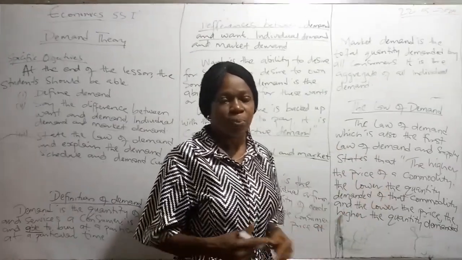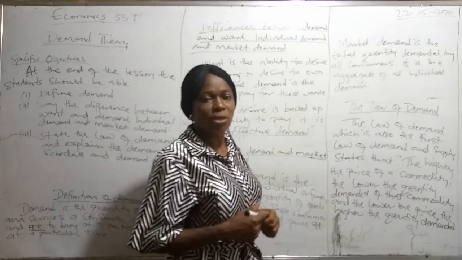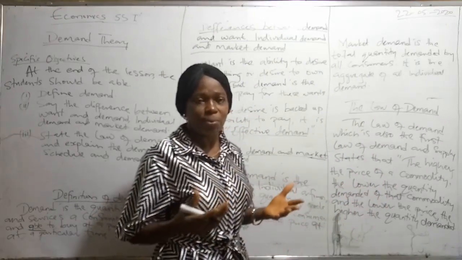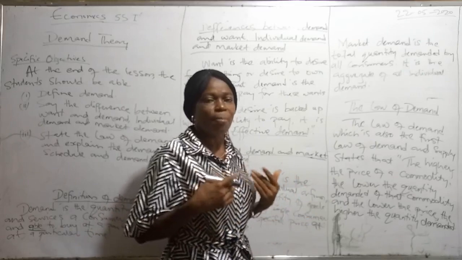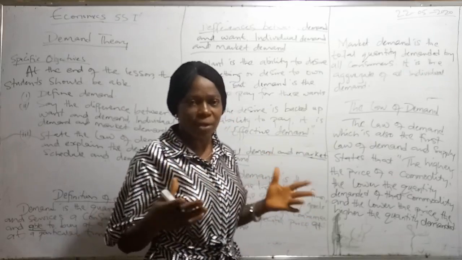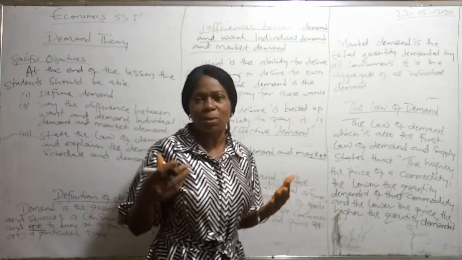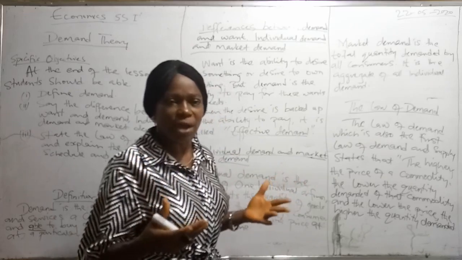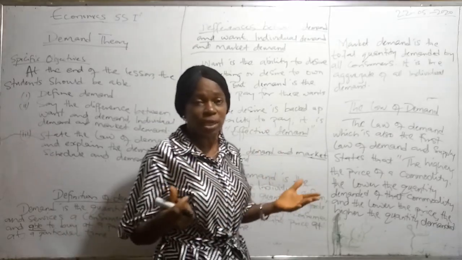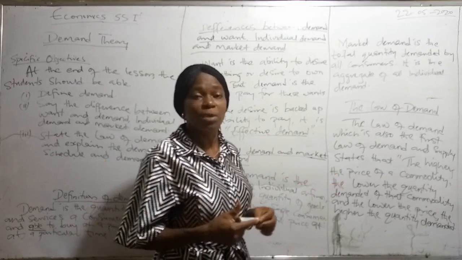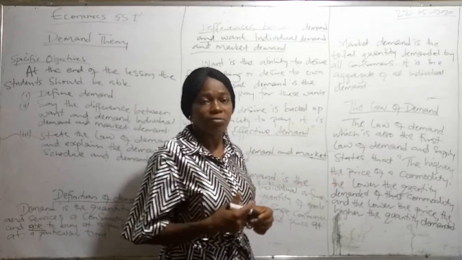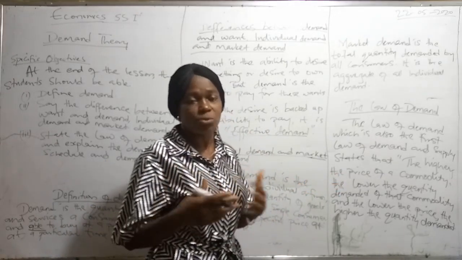Of course, you know that when the price of a commodity is high, for example, if I go to the market with 2,000 naira and I want to buy a bucket of garri, and on getting to the market, I was told that the bucket of garri is 1,500, of course, I will not be able to buy more of that garri. The quantity will be limited.